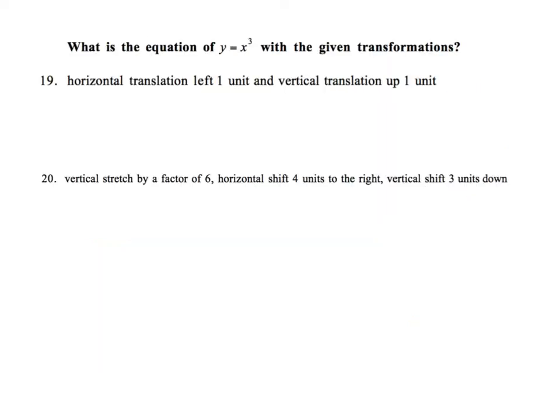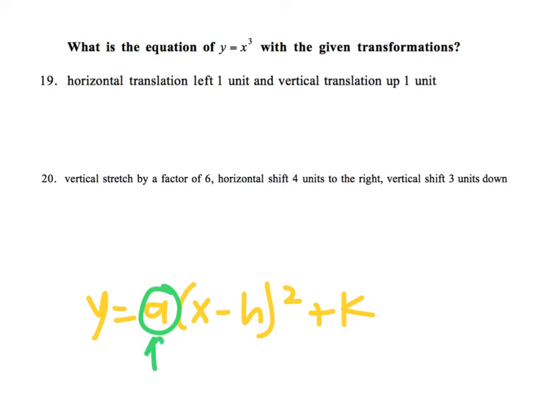My next one says, what is the equation of y equals x cubed with the given transformations? You want to make a horizontal translation left 1 unit and a vertical translation up. Okay, let's talk about translations for a second. When you do your translations, you're going to have three options. It'll be like y equals a times x minus h squared plus k. Now this number out front, it's a stretch.